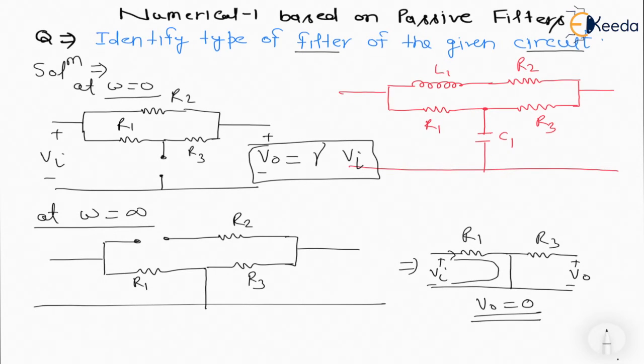Hence we see that at omega equal to 0, we are getting the signal, we are getting the output, and at omega equal to infinity we are not getting any output. So this is a low pass filter. This is the answer, this is a low pass filter. So this is all about this question.